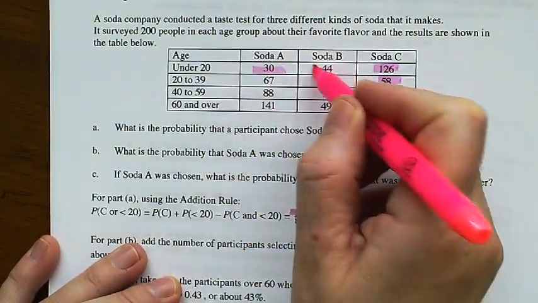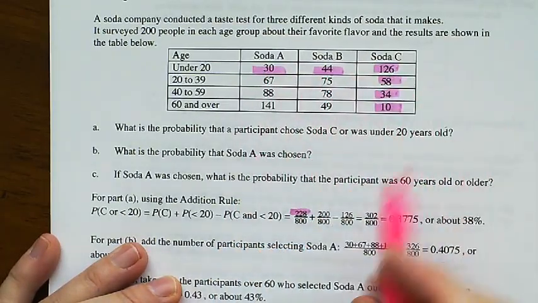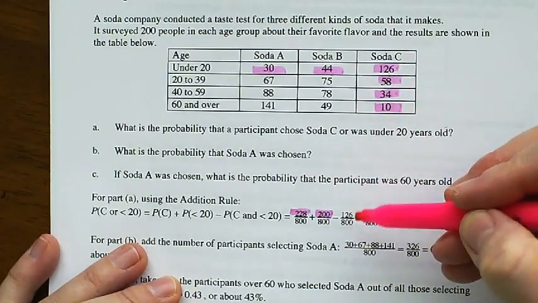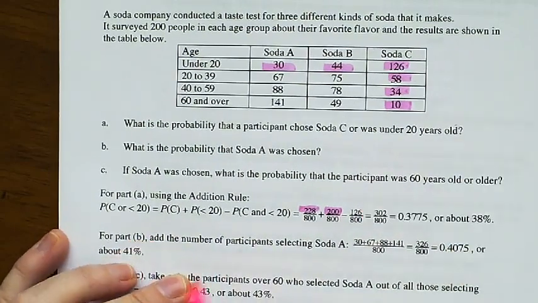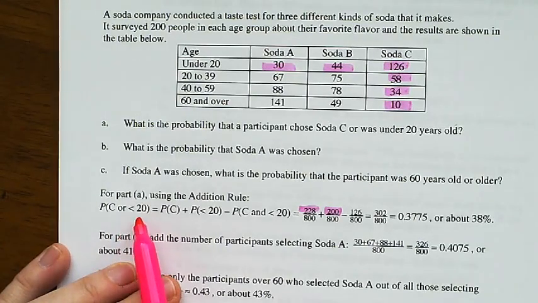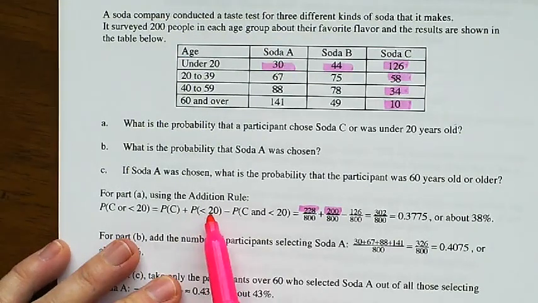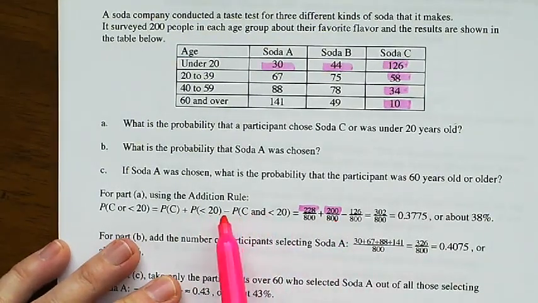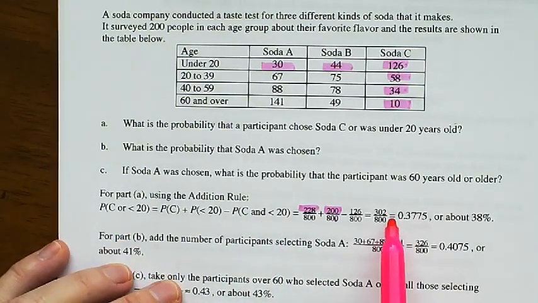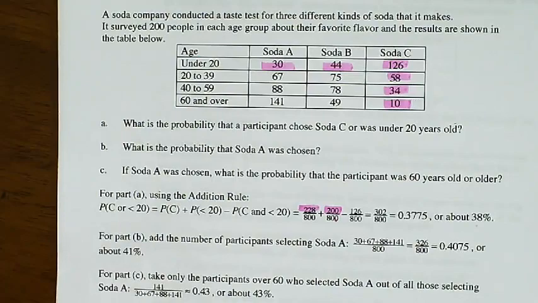And then if you add these up, that gives you 200, 330, and 44, and 126. And then you're not going to count these 126 people twice, so that's why they're subtracting it. So this notation is just saying probability of C or under 20. There's the probability of choosing C, there's the probability of being under 20, minus the probability of people who chose C and were under 20. Okay, here's the probability as a fraction, as a decimal, and as a percent.